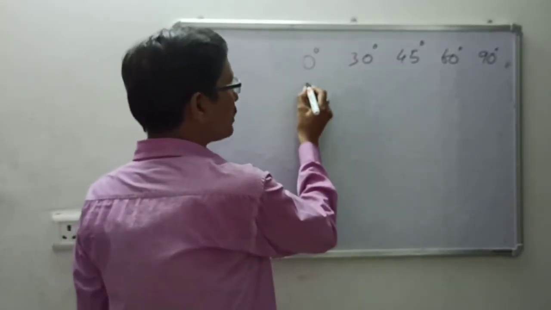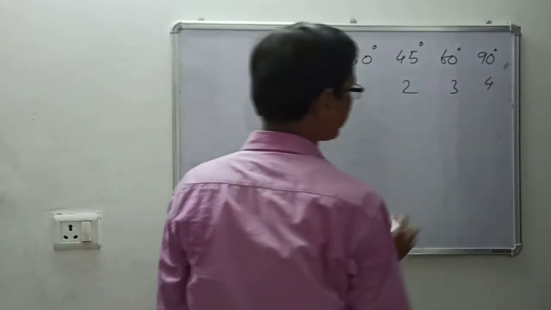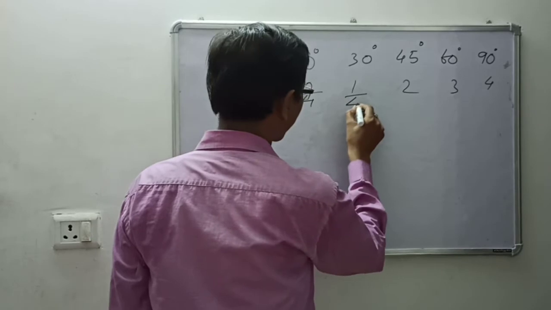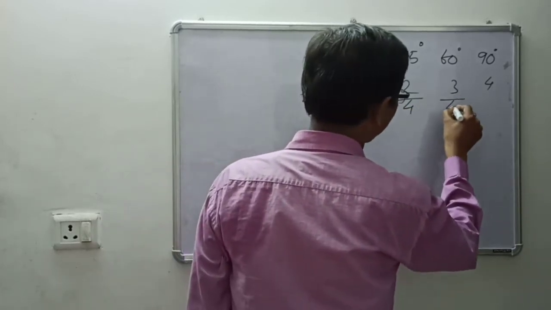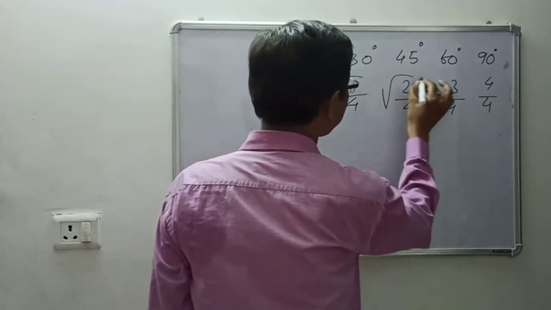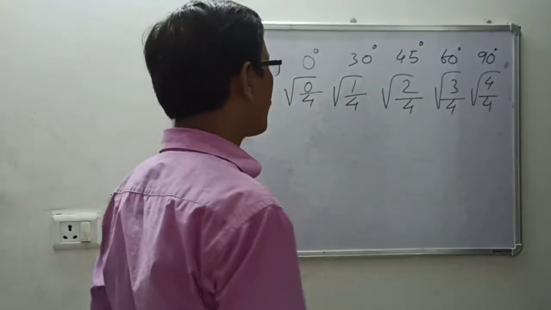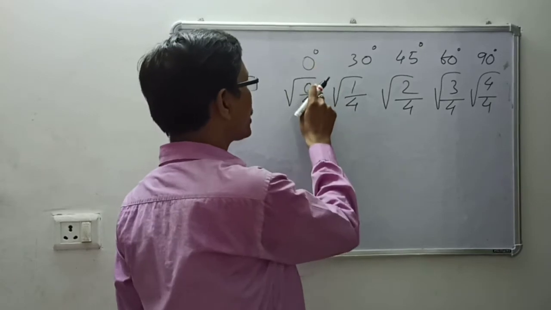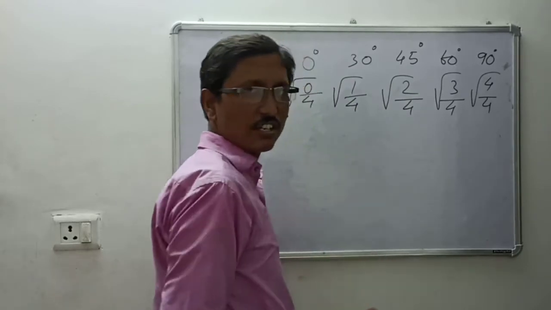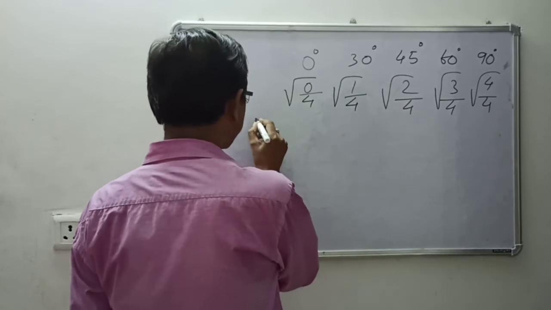First start from here. You will start from 0: 0, 1, 2, 3, 4. First step: divide by 4 each. Then take the root of every one. These are the values of sine. Once more I am recalling: first start from 0 degree, that is 0, 1, 2, 3, 4. Divided by 4 each. Take the root of every one. Then that value will be the sine value.